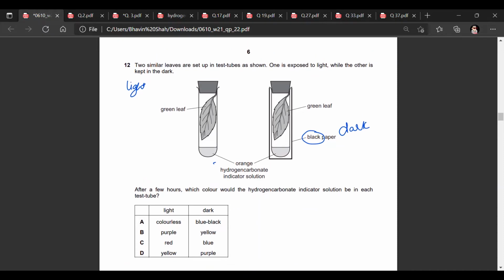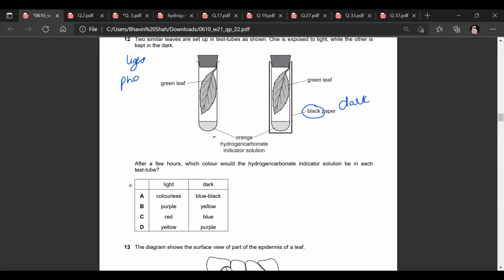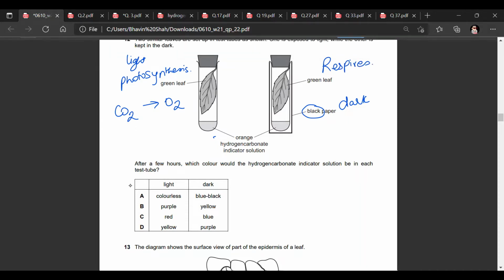So, in the light, we know that the plant is doing the process of photosynthesis, where it is going to take in carbon dioxide and give out oxygen. That does not mean it does not respire. It is going to respire simultaneously, but the uptake of carbon dioxide is more and the giving out of oxygen is more. In the night, it respires. So when it is respiring, what happens? It is taking in oxygen and giving out carbon dioxide.